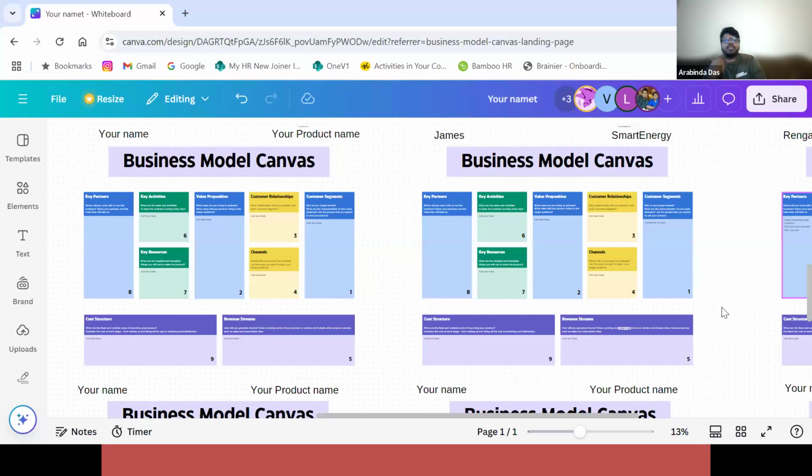Maybe if it is a single statement, that's also fine. You don't have to put 4 or 5 pointers in each section. If it's a single statement, single point for each of the sections, that's also fine. We can go back and see how you have broken down your product into this model canvas. If you're not sure what the section says, there is a short script on the top of each of these sections to make you understand what the section is, and you can just write your things down.